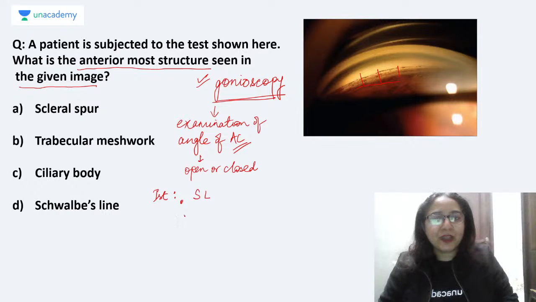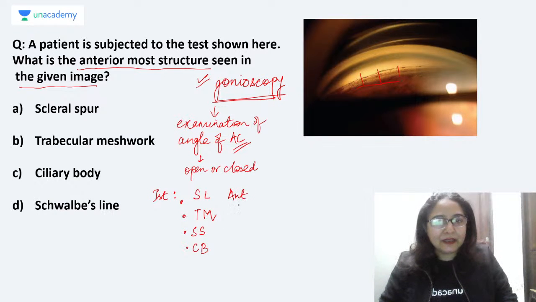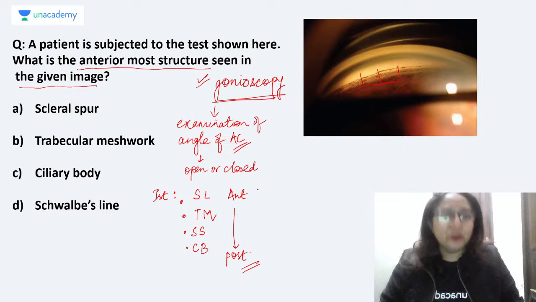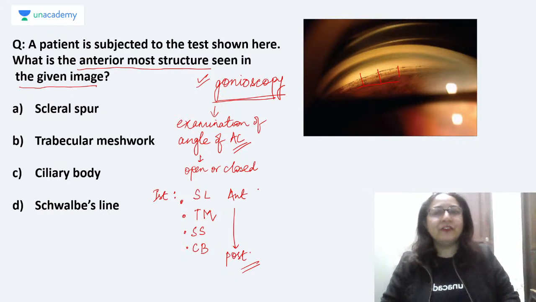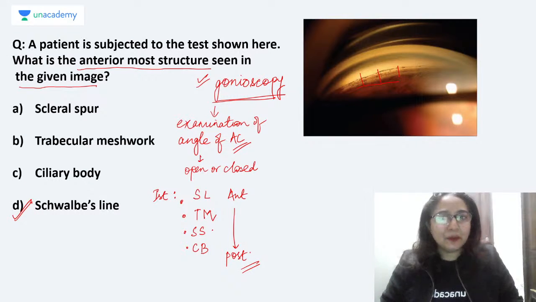Okay. After Schwalbe's line, we see the trabecular meshwork. The pigmented part is your trabecular meshwork. Then after that, there is another white band, which is your scleral spur. And then last is your ciliary body. So this is, from anterior to posterior, the structures seen on gonioscopy. Okay. So what shall be the answer to this question? Schwalbe's line is the anteriormost structure seen when we are doing gonioscopy.